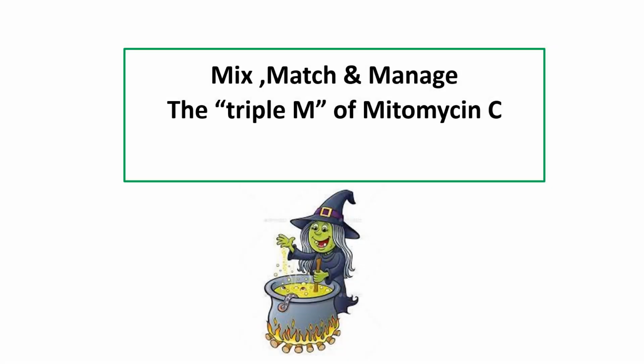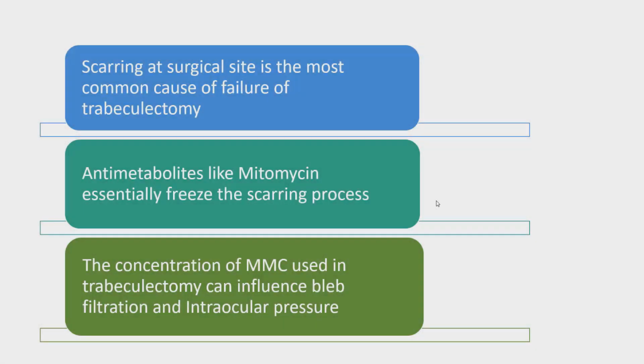Mix, match and manage. The triple M of mitomycin C. Scarring at the surgical site is the most common cause of failure of trabeculectomy. Antimetabolites like mitomycin essentially freeze the scarring process. The concentration of mitomycin C used in trabeculectomy can influence blood filtration and intraocular pressure.